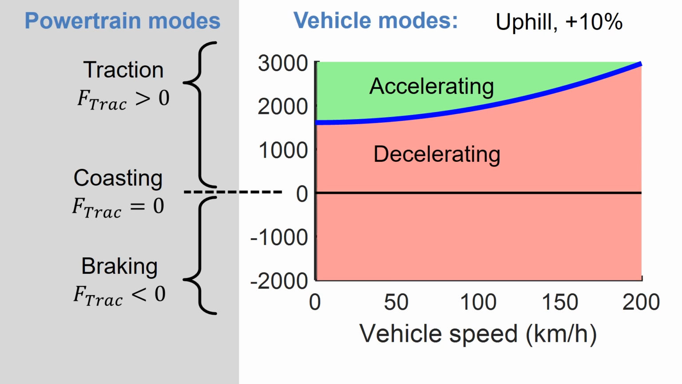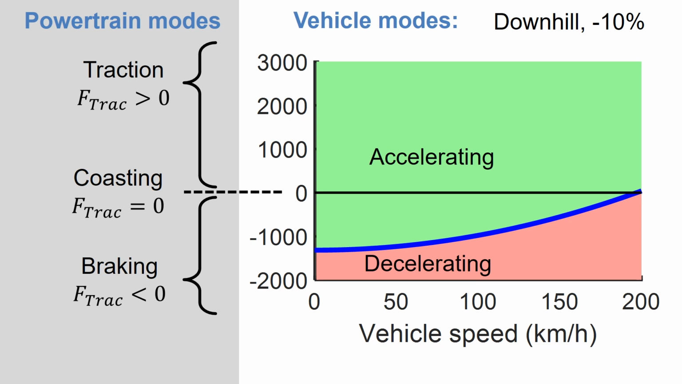The result on an uphill road is very similar as for the flat road. Braking and coasting always leads to deceleration. Traction mode can again lead to all three vehicle modes, but the traction force has to be much higher to result in a constant speed or acceleration on an uphill gradient than on a flat road.